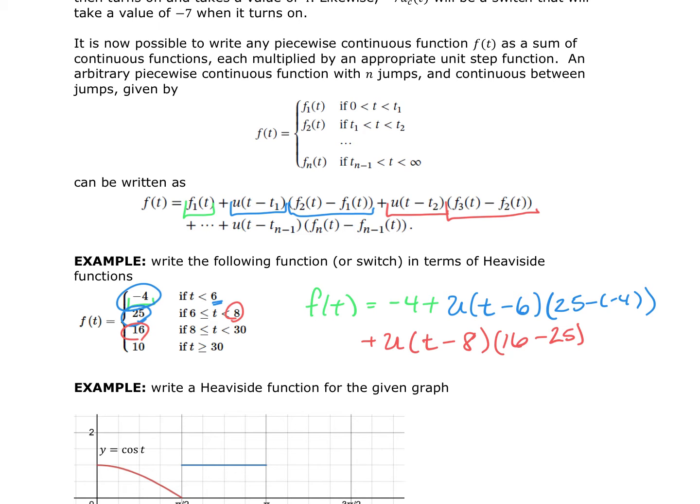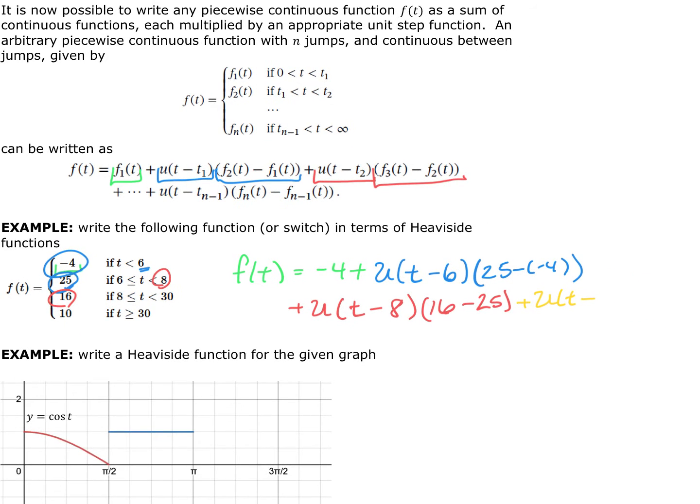And then I have my last one, which I'll do in yellow. So my last one is plus u of t, and it would be t minus here, which would be t minus 3. So that's 10. And then it's going to be multiplied by 10 minus 16. So this f of t can be rewrote as negative 4 plus 16 minus the 25.